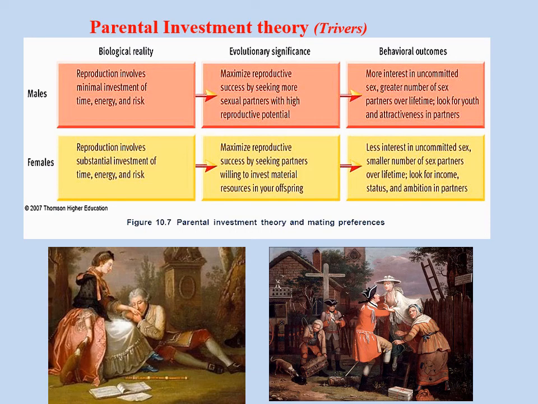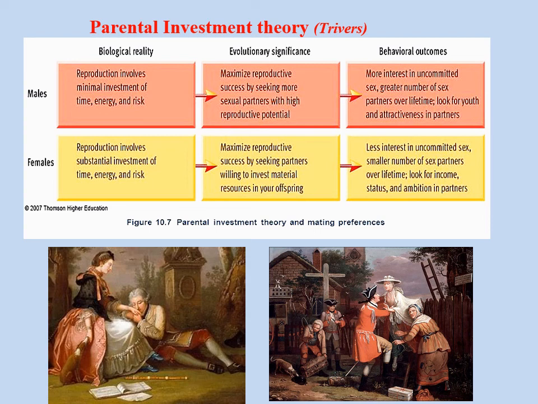So this is a summary of this theory, parental investment theory. For males, reproduction involves minimal investment of time, energy, and risk. As a result, males can maximize their reproductive success by seeking more sexual partners with high reproductive potential. And in terms of behavior, this means that men have more interest in uncommitted sex, and a greater number of sex partners over their lifetime. They look for youth and attractiveness in their partners.